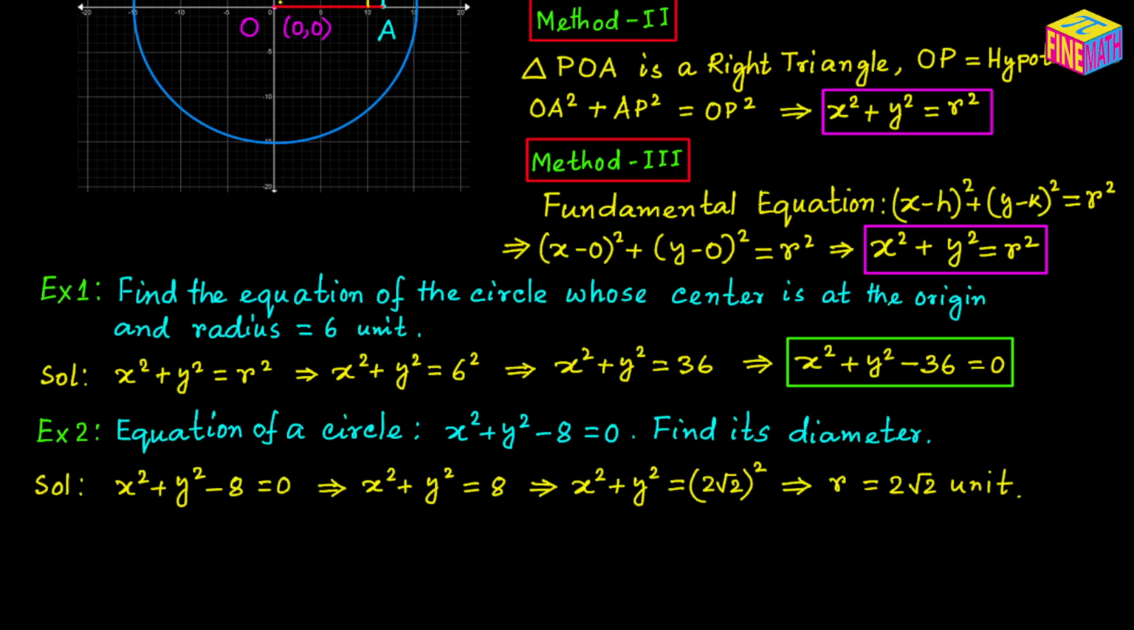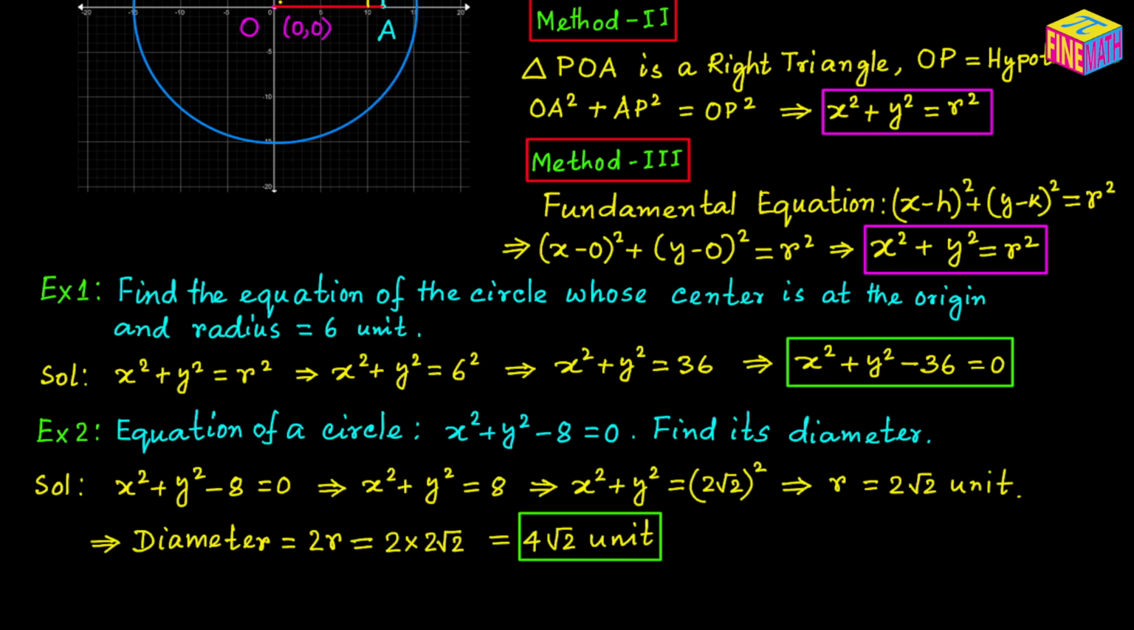Now that we have found the radius, we can easily calculate the diameter. We know that diameter is equal to 2 times r, 2 times the radius, and if we plug in the value of r, we can say that diameter will be equal to 2 times 2√2, which is the radius. So that will be actually 4√2 units. And that is the answer for this example.